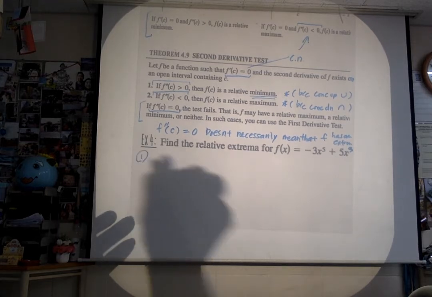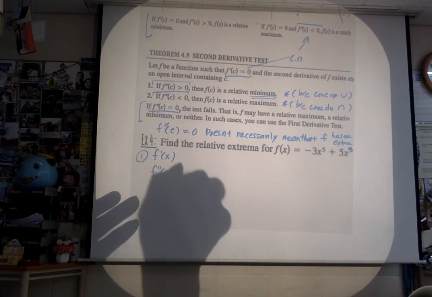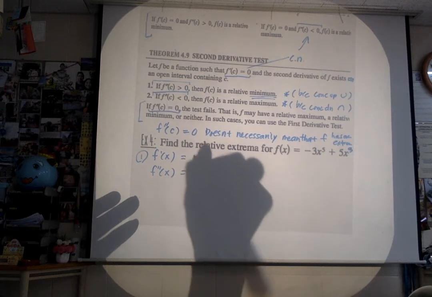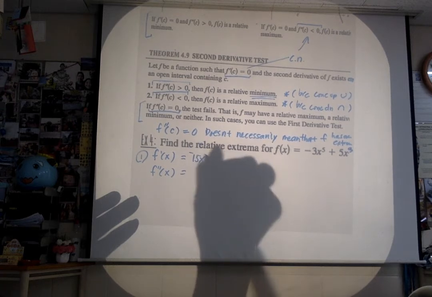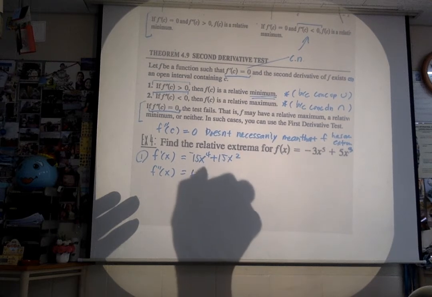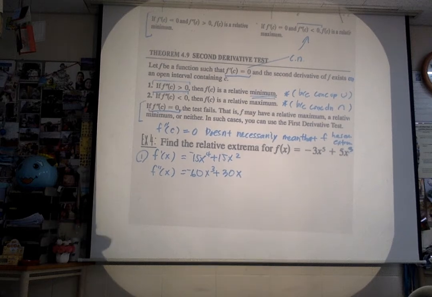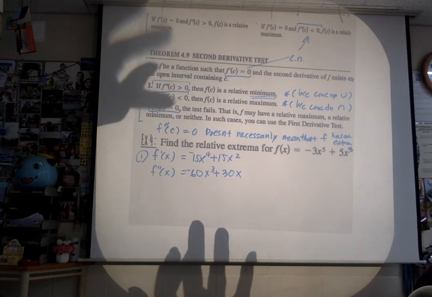Let's do the first step. First step, find the first derivative, right? Next step, find the second derivative. Okay, here's what I got, and here's my second derivative. Is that what you got too? Now I'm going to find my critical numbers, right?